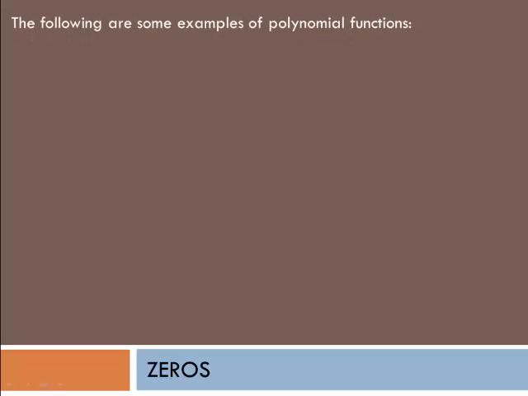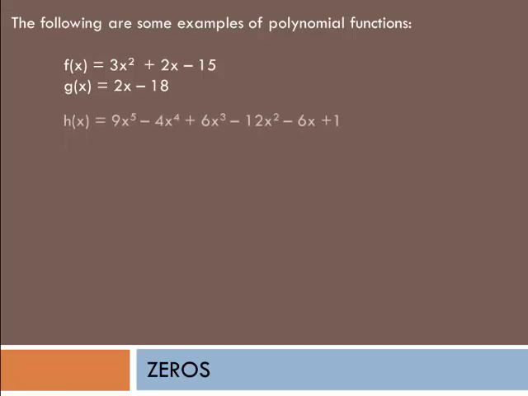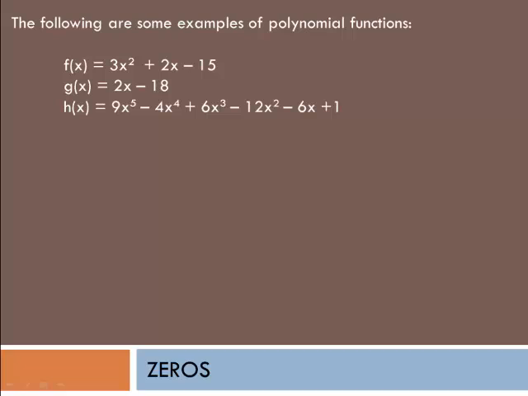Zeros. Following are some examples of polynomial functions. F of x is equal to 3x squared plus 2x minus 15. G of x is equal to 2x minus 18. H of x is equal to 9x to the fifth minus 4x to the fourth plus 6x to the third minus 12x squared minus 6x plus 1. So they can be short or they can be long.